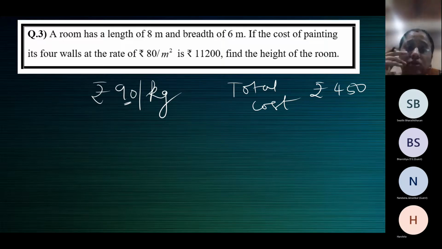Similarly here, the total cost of 11,200 divided by the rate 80 rupees, whatever you get, will be the area which is painted. It could be the area of 4 walls or 4 walls and the ceiling, depending on whatever is painted. So here only the 4 walls are painted. So the area of 4 walls is equal to total cost of painting divided by the rate of painting.